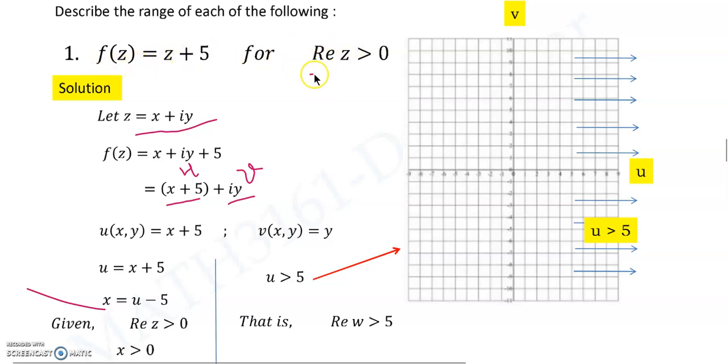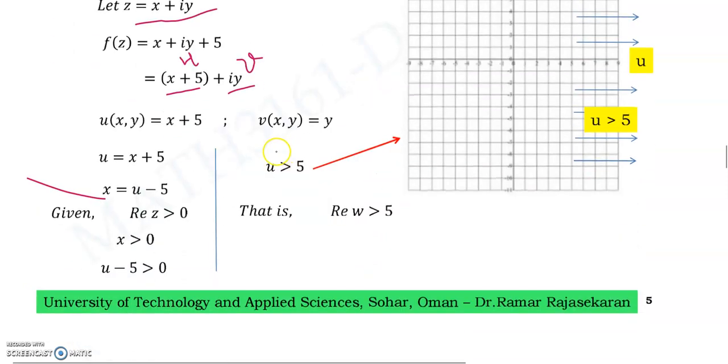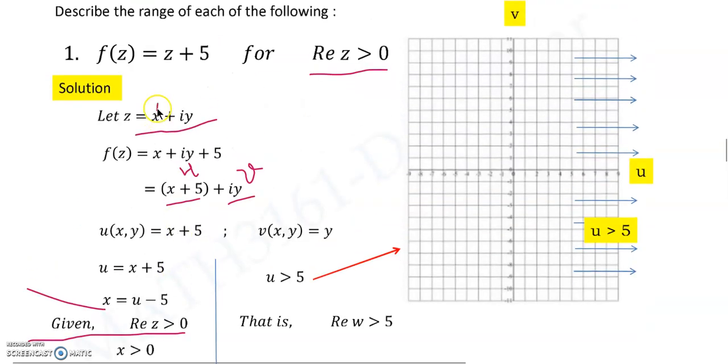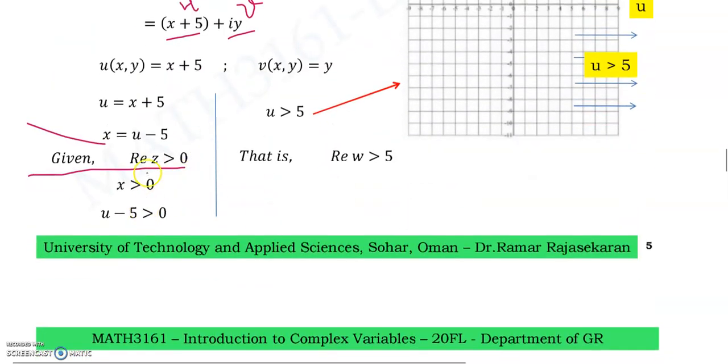So now, real part of z is greater than 0. That is given here, so I am writing it here. Given real part of z is greater than 0. What is the real part of z? Real part of z is x. So x is greater than 0.